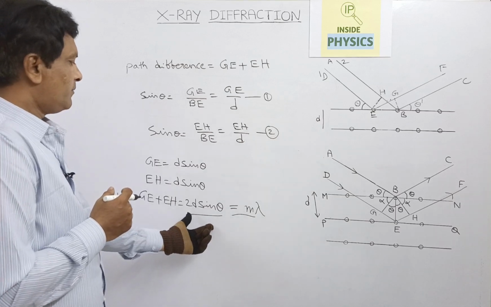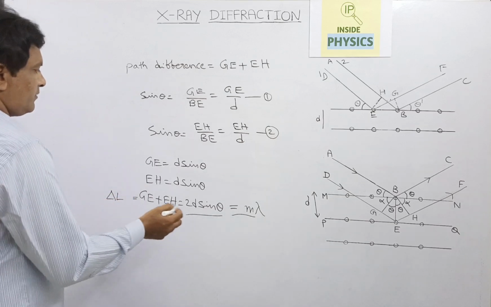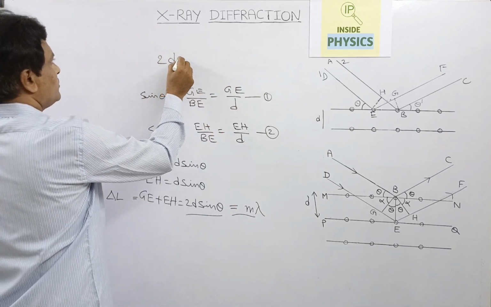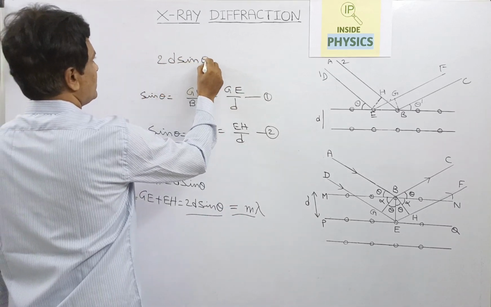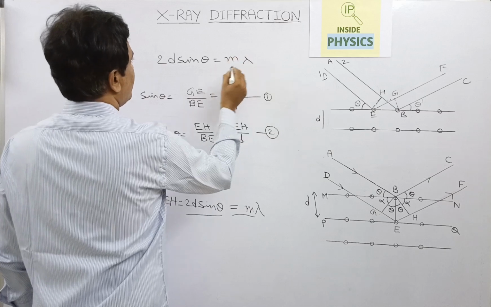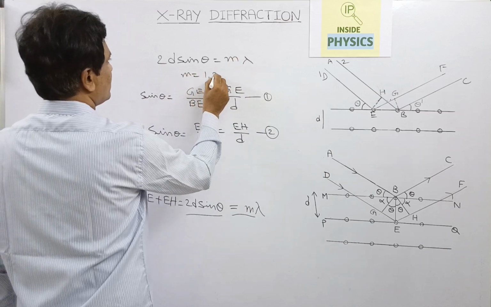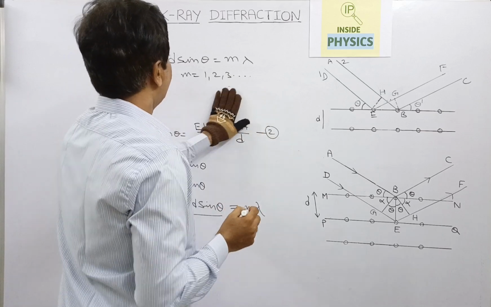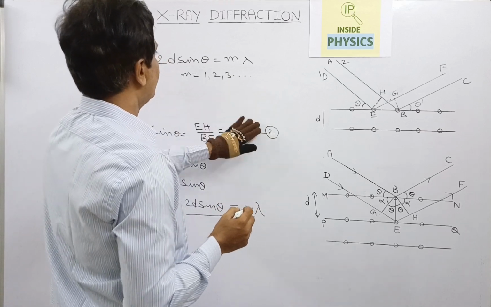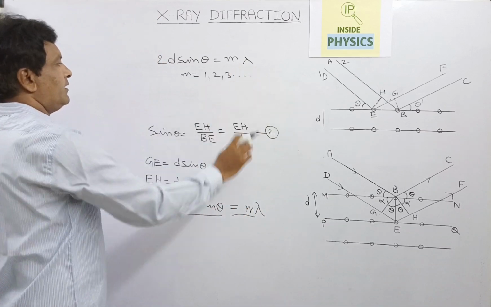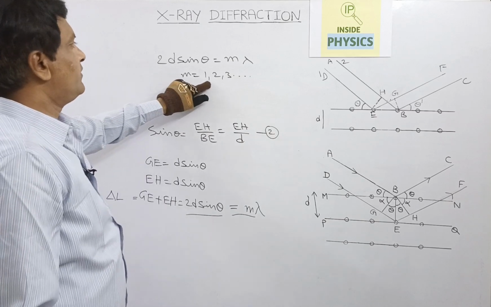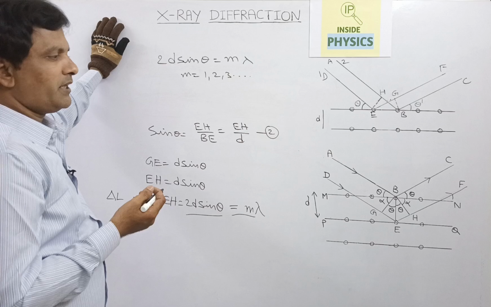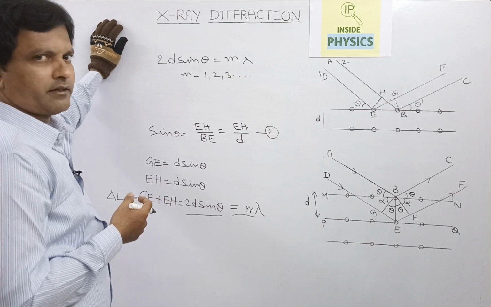So this is called Bragg's law. We can write Bragg's condition as 2d sin theta is equal to m lambda, where m is equal to 1, 2, 3 and so on. Whenever the path difference is an integer multiple of the wavelength of the incident ray, the interference pattern will be a constructive pattern.